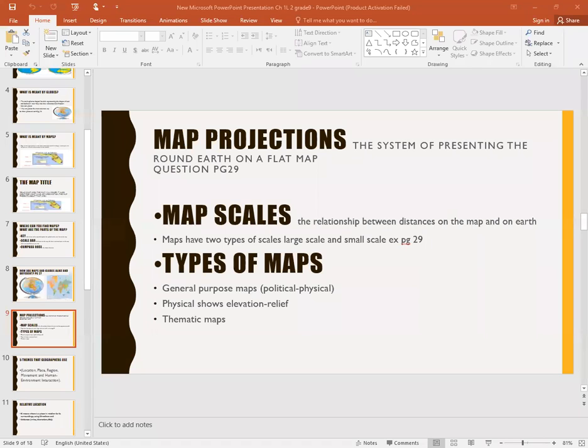Who knows what's meant by elevation? How much above or below the sea level? Yes. How much above or below the sea level a feature is. So that is elevation.